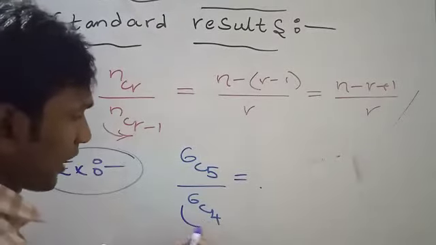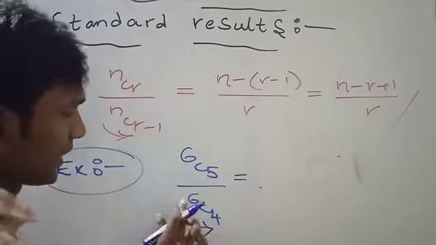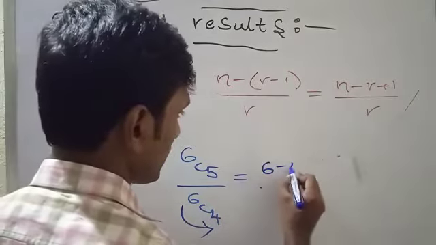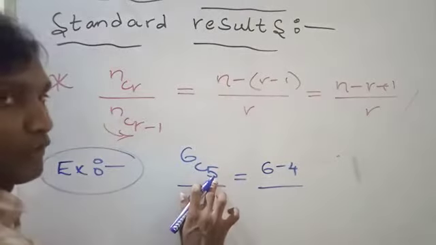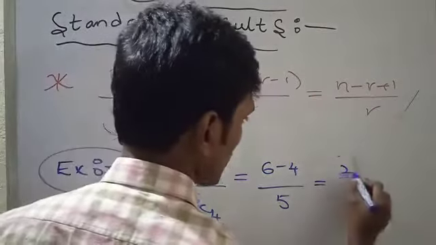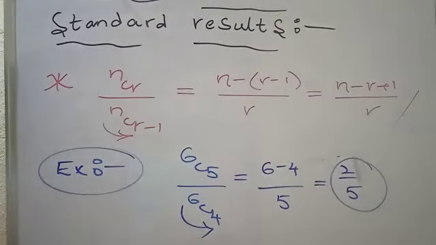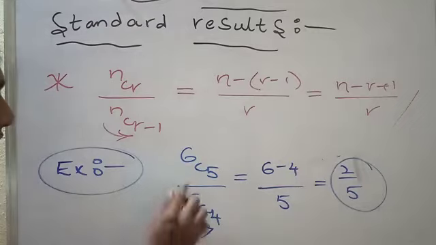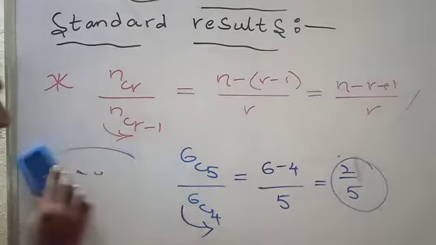Now subtract the values of n and r in the denominator. That means 6 minus 5 plus 1, divided by, write the value of r in the numerator, that equals 5. So 6 minus 4 means 2, 2 divided by 5. So this is the process for finding the value of an expression in the form of nCr divided by nC(r-1).